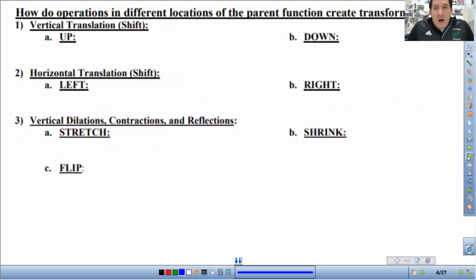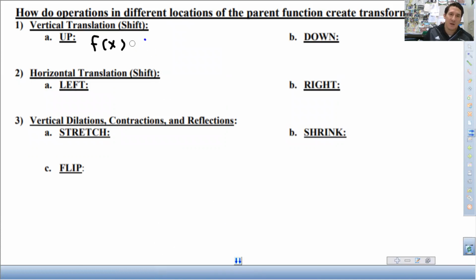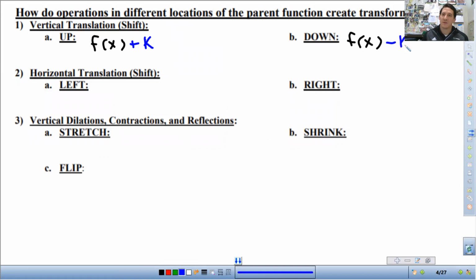All right, so basic transformations. We're going to be using this for all of it. So the vertical transformation. If we have f of x, to shift it up, you add a value to the outside. We're going to call that value k. To shift it down, you're going to subtract a value from the outside of it. So we're going to subtract the value k.